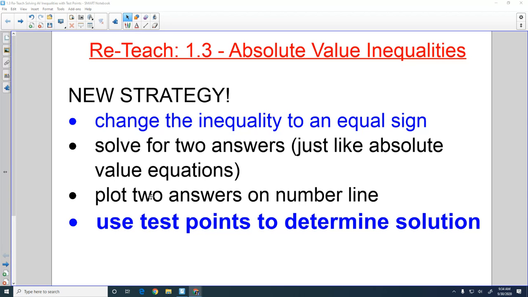But once you have those two numbers, those two answers, then what we're going to do is this last line, which I've got in bold. This is the big new step. What you're going to do is use something called test points in order to determine the solution, basically which part of my number line should be shaded. Because when I plot those 2 points, you're actually breaking it up into thirds. You've got a left section, a middle section, and a right section. And so you're going to pick 1 point from each of those areas and basically just plug it back into your original problem to see if it makes the inequality true.